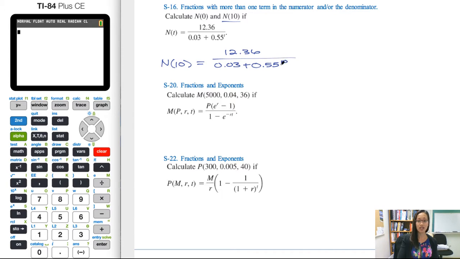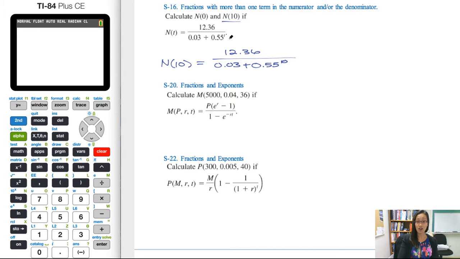And notice here, I'm not going to put parentheses around this exponent 10 because there's only one term. There's nothing else attached to that t, so it's not necessary to put parentheses, but you can if you want to. Putting in extra parentheses will not change the value of your answer, but leaving out a pair of parentheses will affect your answer.